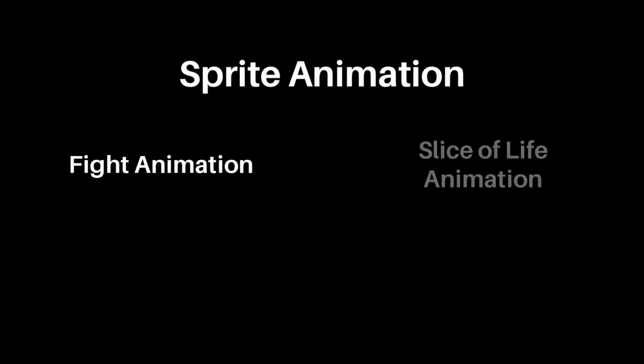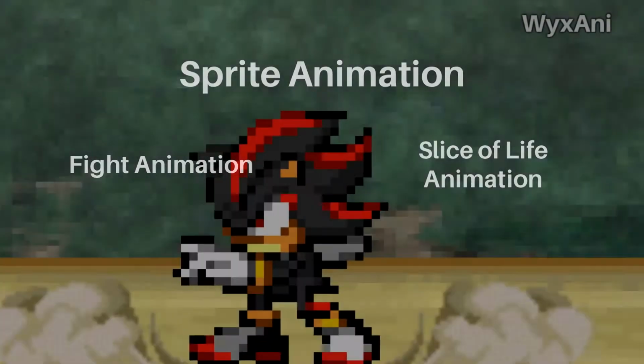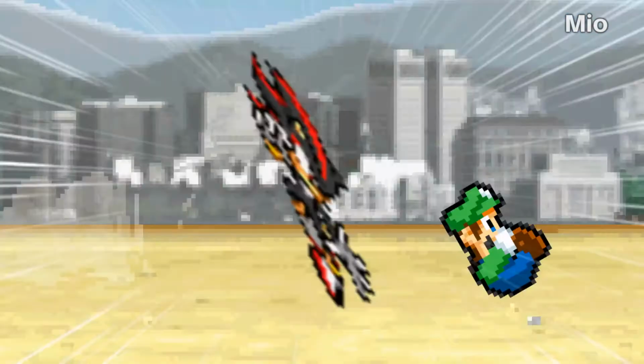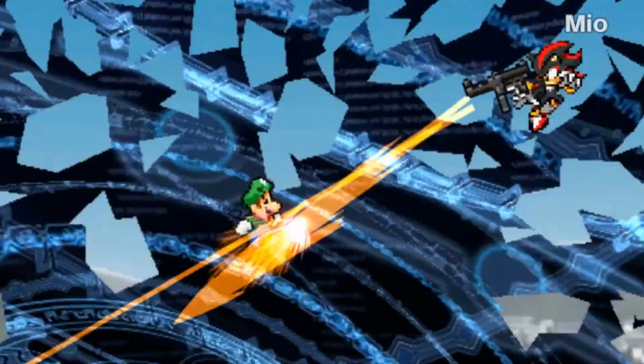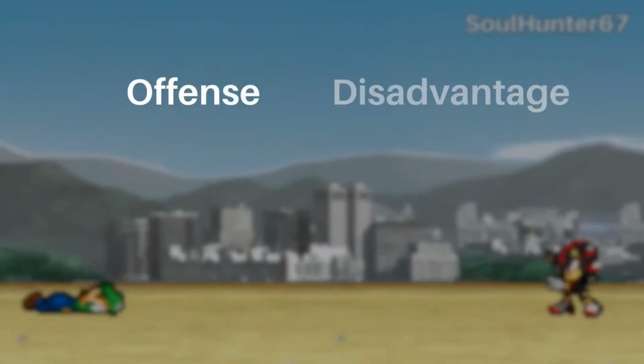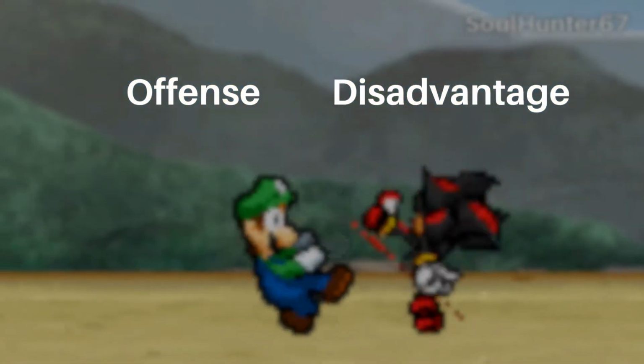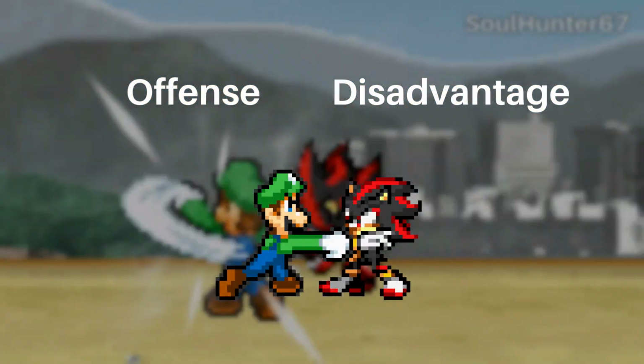First, it is important to establish what makes a spreadsheet effective. Most sprite animations can be roughly categorized in two ways: fight animations and slice of life animations. A fight animation at its core is an interaction of at least two characters trying to hit each other until one of them loses. We can define this relationship in two terms: offense and disadvantage, since it is a relationship between one hitting and another interacting with the incoming hit.